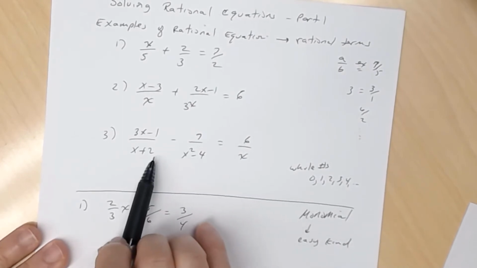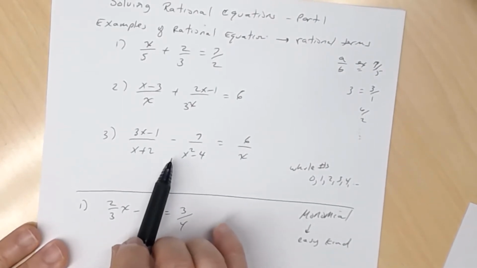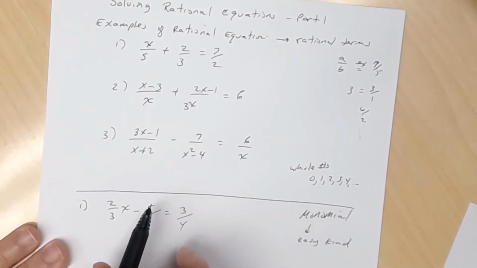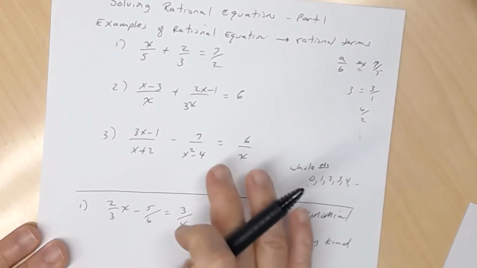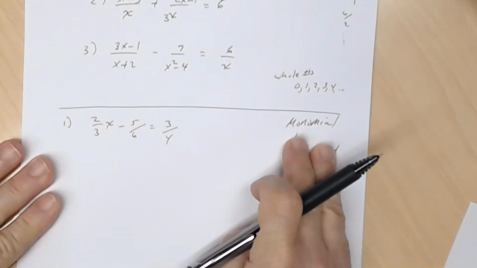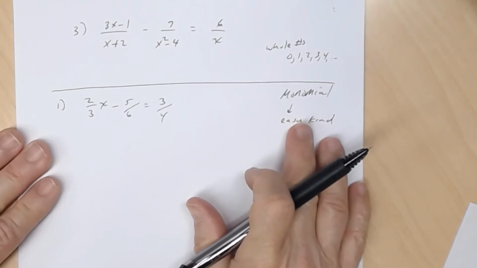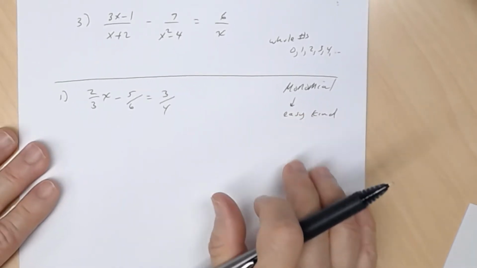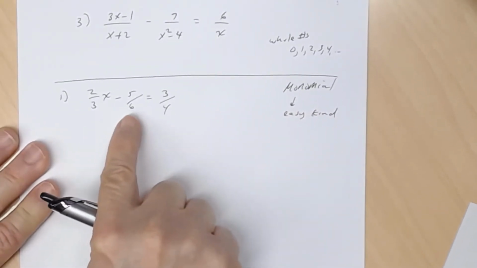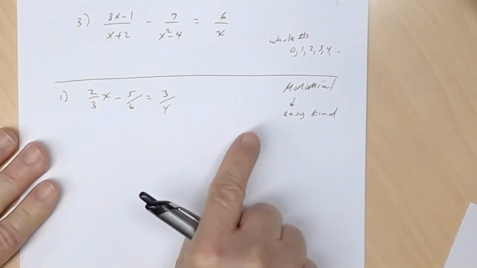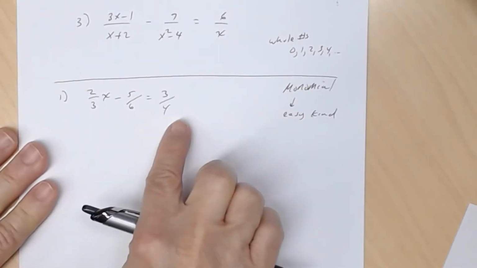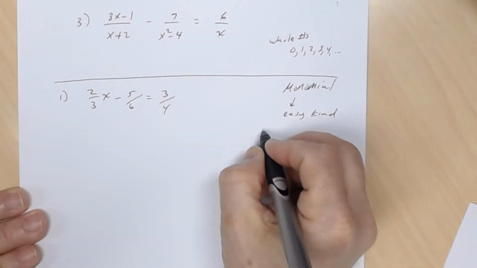This would not, because these are not monomial factors. So you have to do a little bit of other stuff to it. We'll get to that in some other parts. But for part one, we're only going to be dealing with denominators that are monomial factors. So if that's the case, the first thing you want to do is this. Step one.